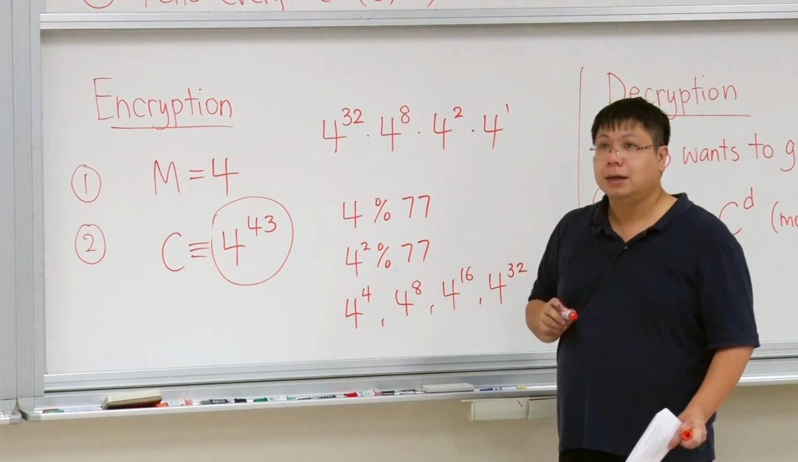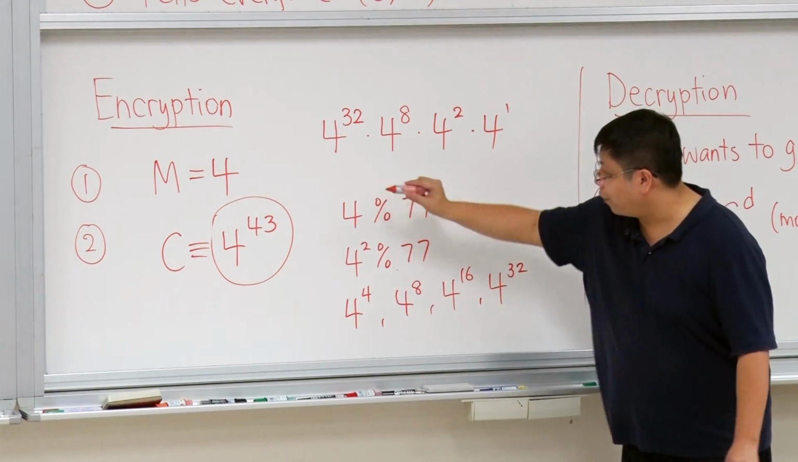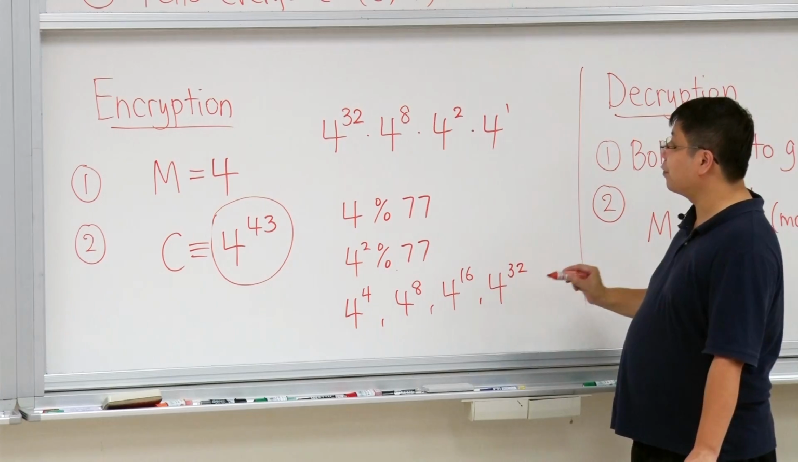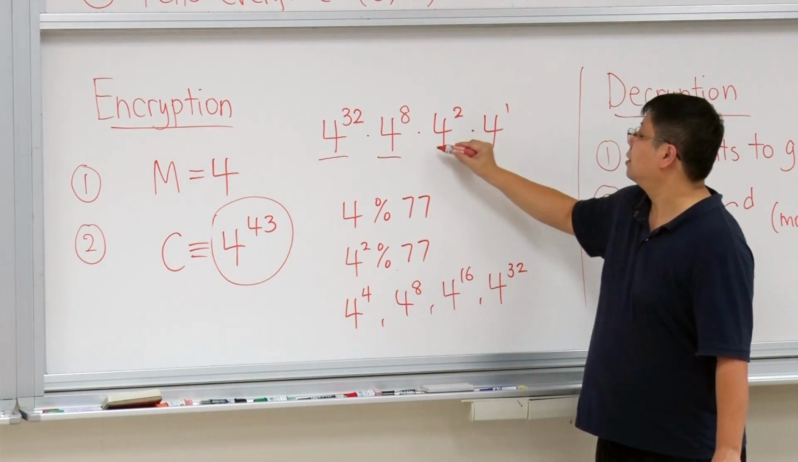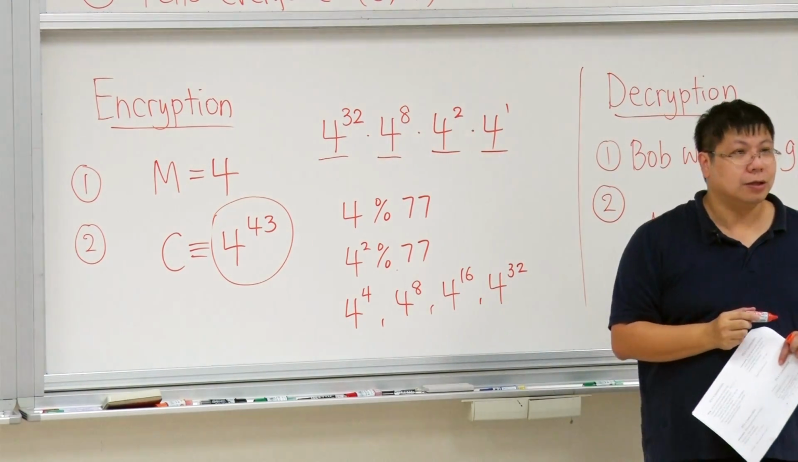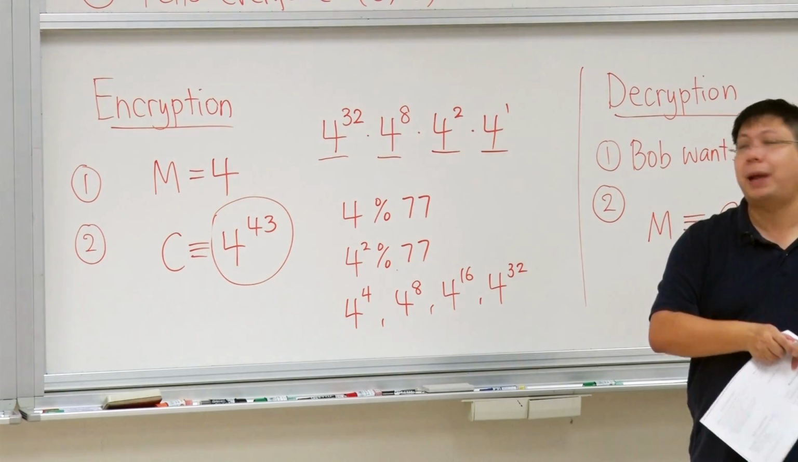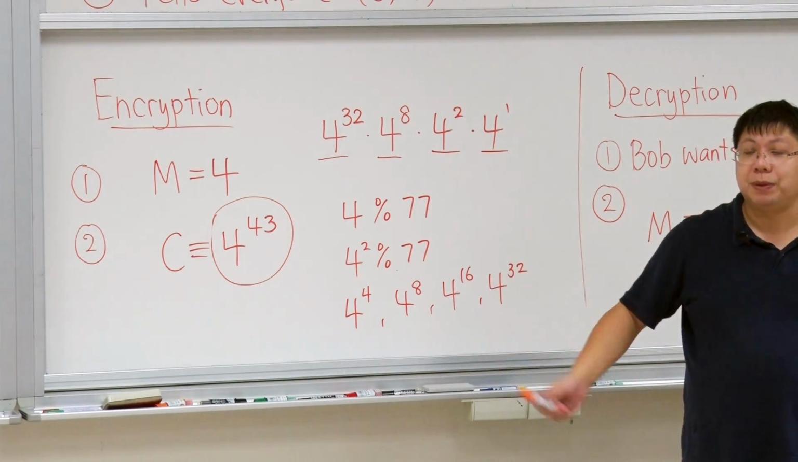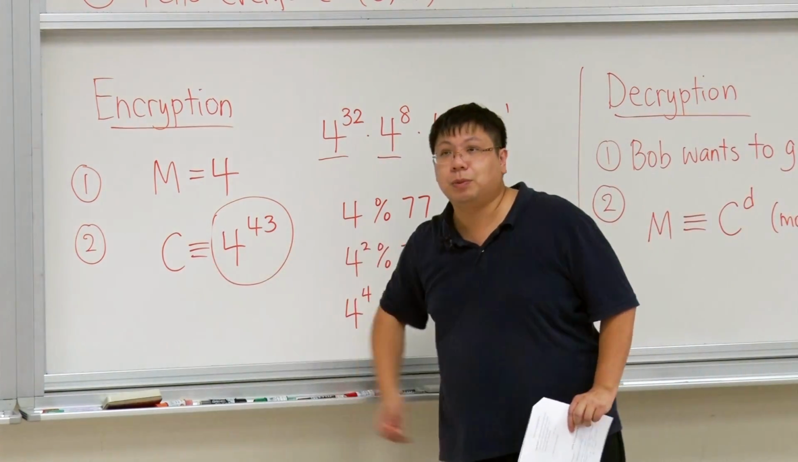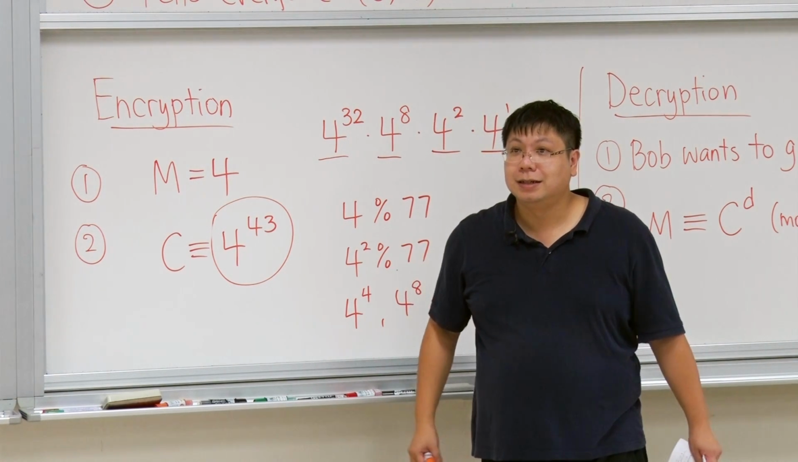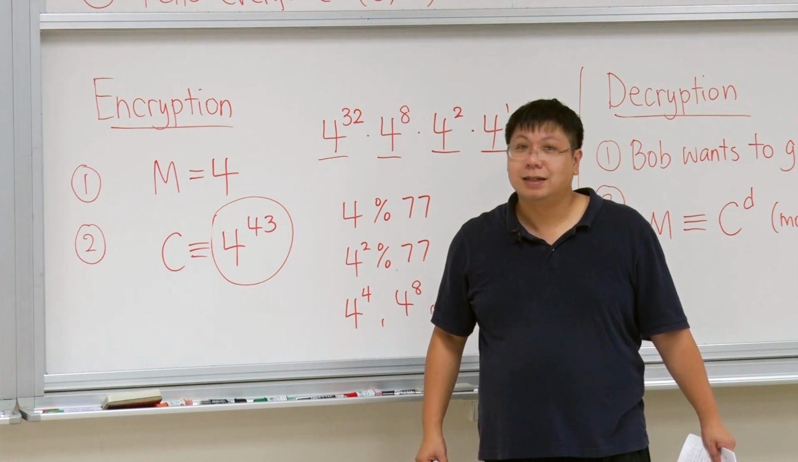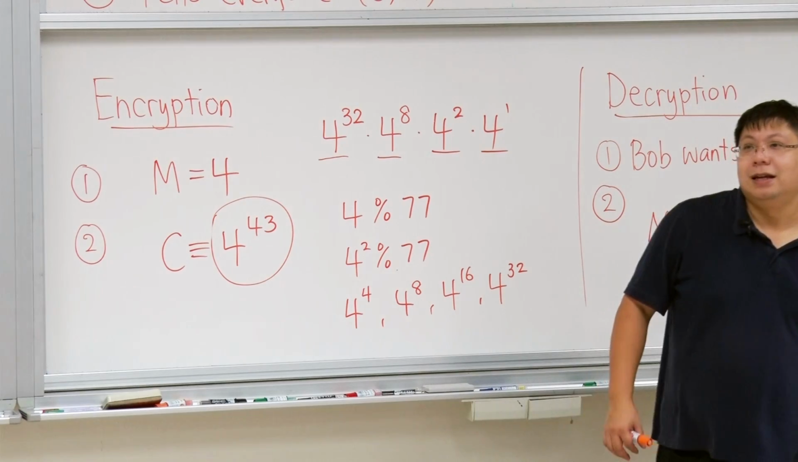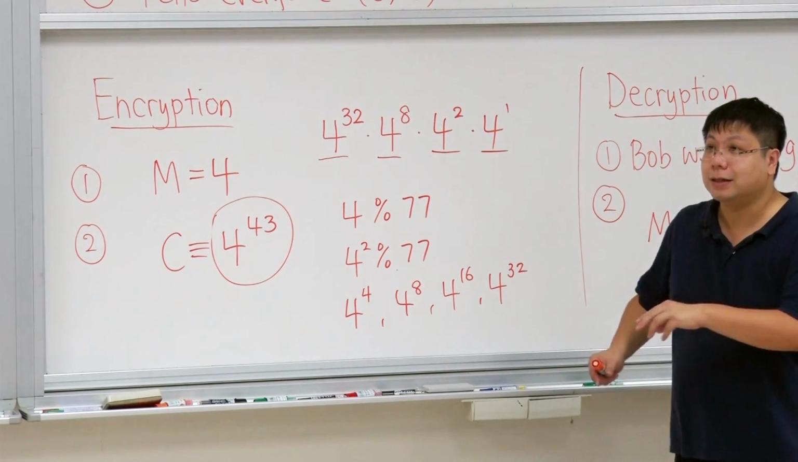Now, once you have all these numbers, 4, 4 squared, 4 to the power 4, 4 to the power 8, 4 to the power 16, 4 to the power 32, you select the numbers that you need to get 4 to the power 43 and multiply them together. That will be the C that we want. Does that make sense?